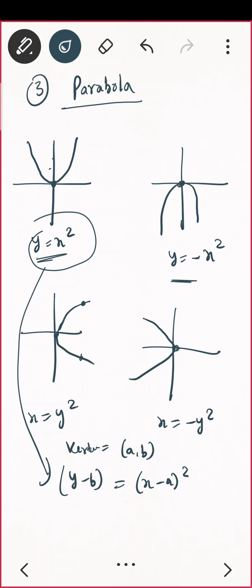Okay, so this was the parabola. The next part is ellipse. Can you give me the general equation of ellipse? What is the equation of ellipse? You are having two types of ellipse. Can you give me the equation?